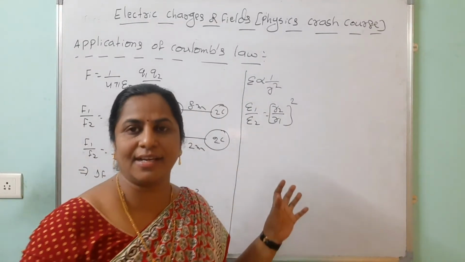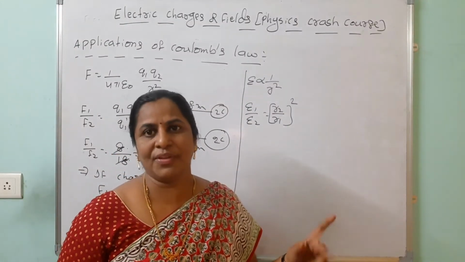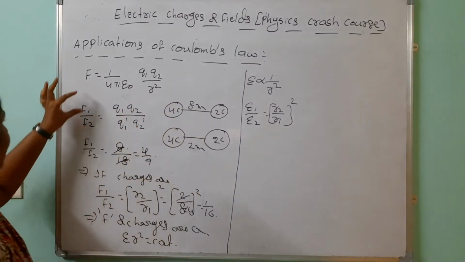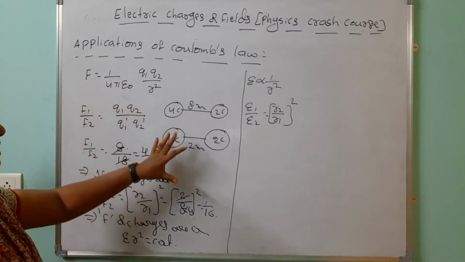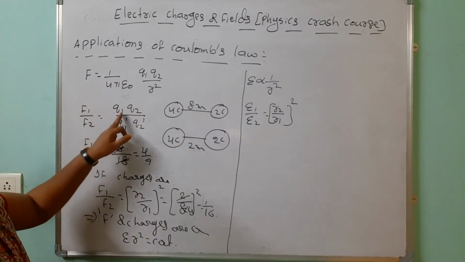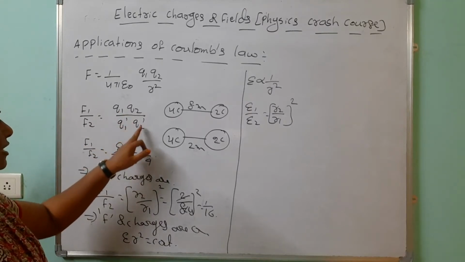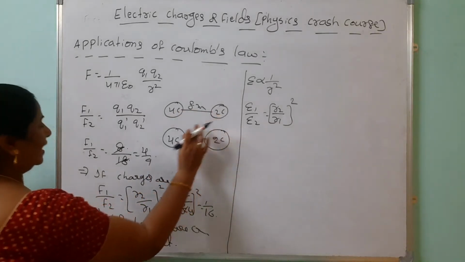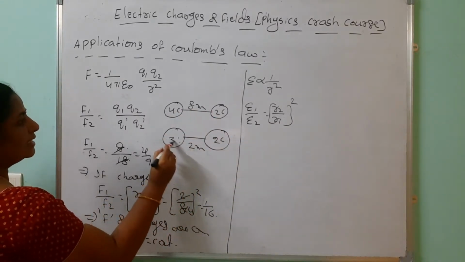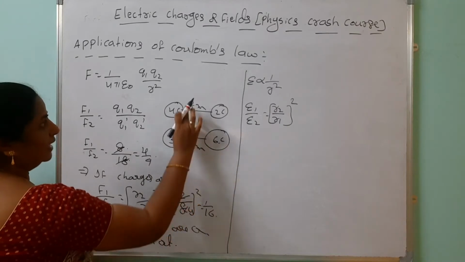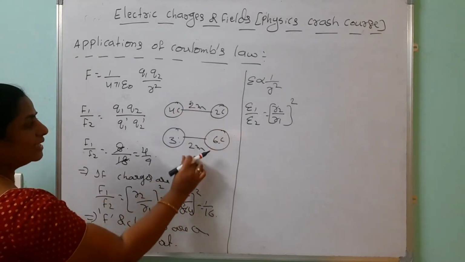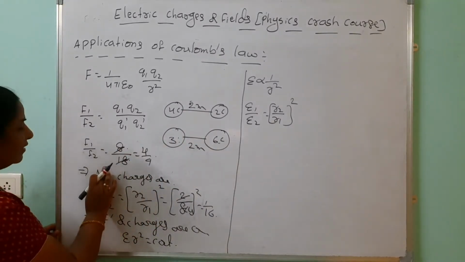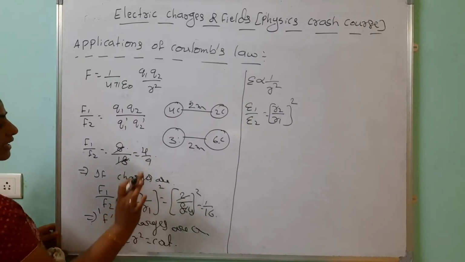Now we are focusing on the applications of Coulomb's law. What are the applications? Already you know Coulomb's law. If the charges are different and the distance is same, what do we get? F1 by F2 equals Q1 Q2 by Q1 dash Q2 dash. Here we are taking 4 and 2, and next we are taking 3 coulombs and 6 coulombs, and here also 2 meters, same medium. Then how to find the ratio of the forces? F1 by F2 equals 8 by 18, which gives 4 by 9.